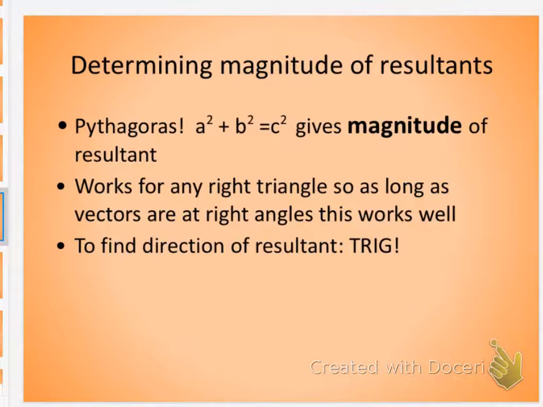And Pythagoras is your friend. You all know Pythagoras. You're familiar with Pythagoras. A squared plus b squared equals c squared. You've been using it since what, 7th grade? 8th grade, probably? Beginning algebra, you've used it a lot. This works as long as you have a right angle. It only works if you have a right angle.